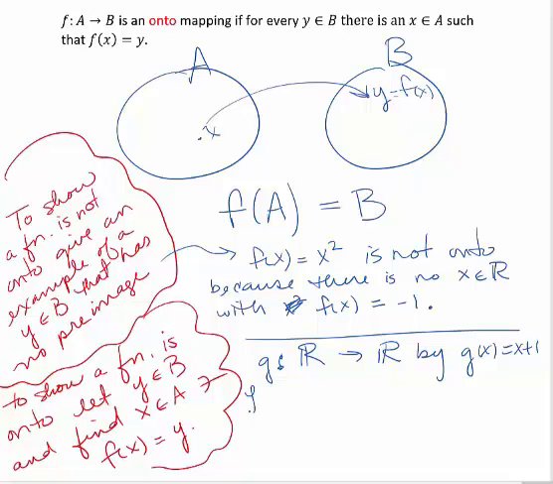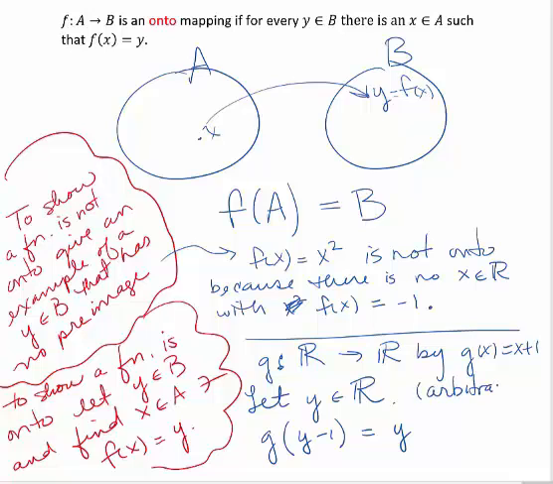So you always do the same thing, no matter what class you're in, and no matter how high a level. You want to show that a function is onto, you let y be in the second set, in this case R, and we want to find an x. Well, g of y minus 1 is equal to y minus 1 plus 1. So we let y be any element in the second set. It's arbitrary. Let's write that down in parentheses.